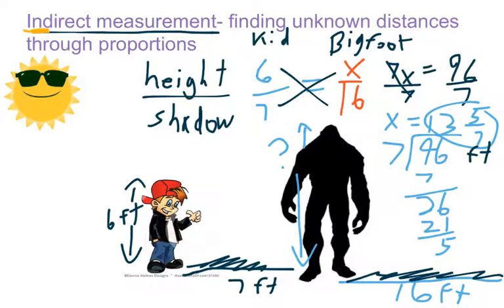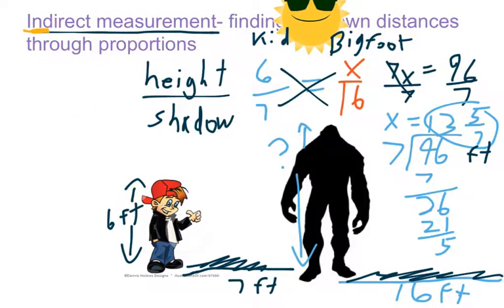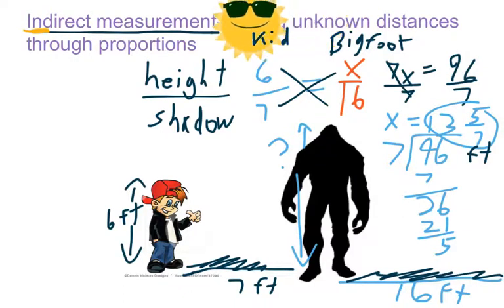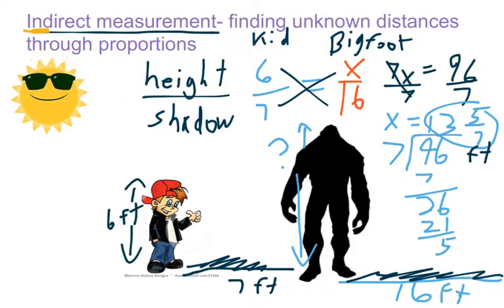Now keep in mind though, this only works if it's the same time of day. So if we measured this kid at 8 a.m. and then measured Bigfoot when the sun had moved in the sky closer to noon, Bigfoot's not going to have a shadow, so we're really not going to have a comparison. So they have to be measured at the same time of day, in the same place.